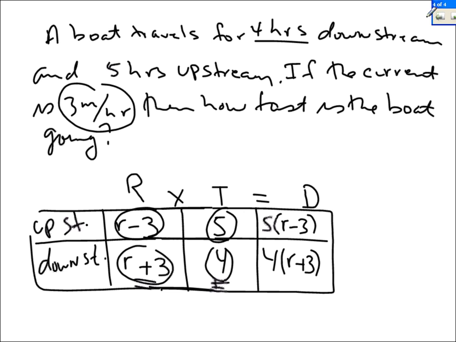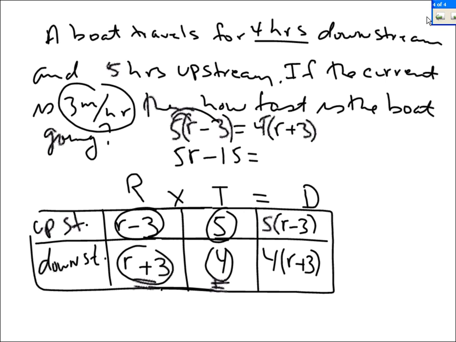Now what you know is the distances are equal. 5 times r minus 3 is 4 times r plus 3. So it's 5r minus 15 is 4r plus 12. Let's copy that down here, please. 5r take away 15 is 4r plus 12.